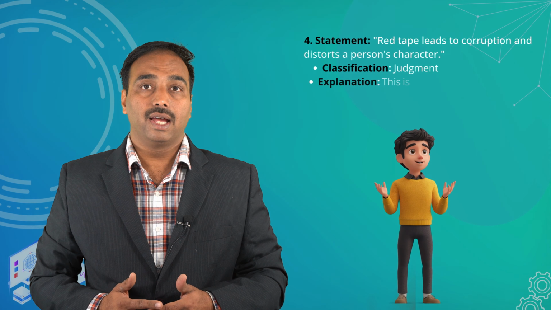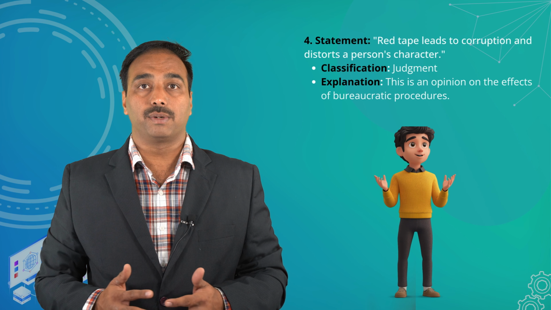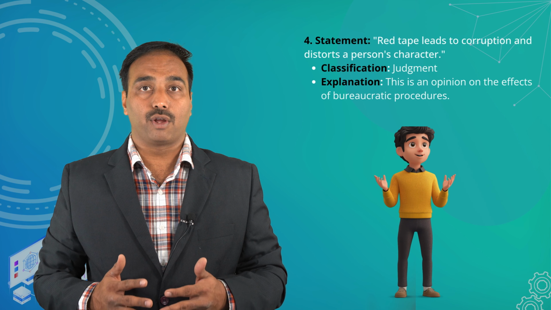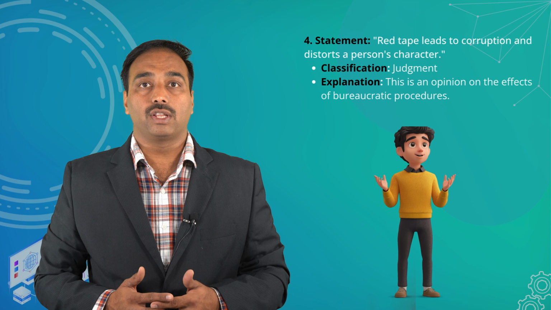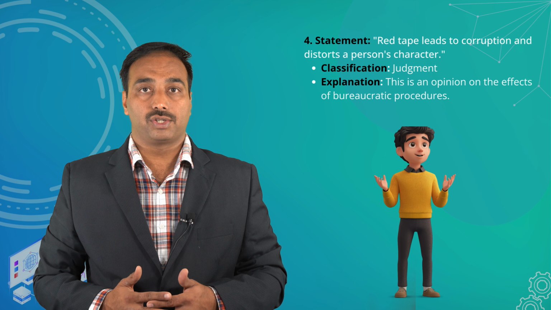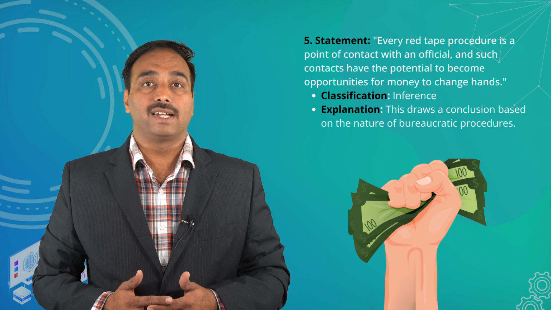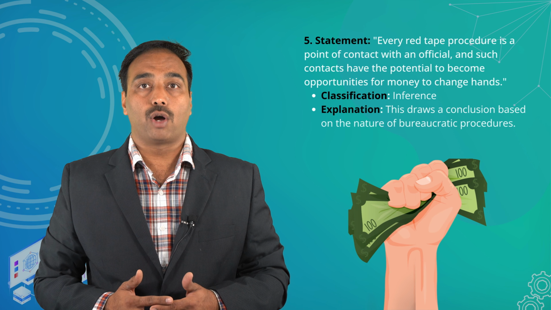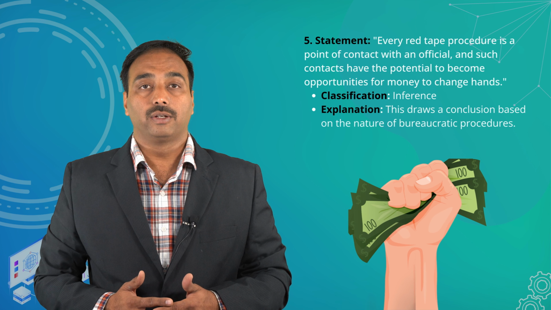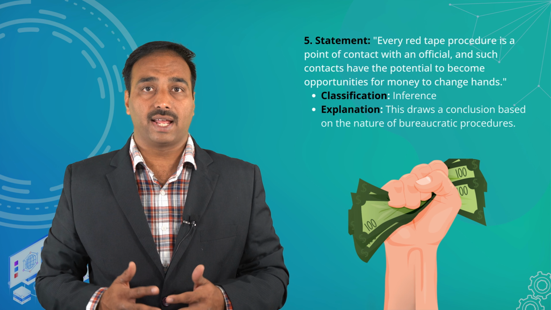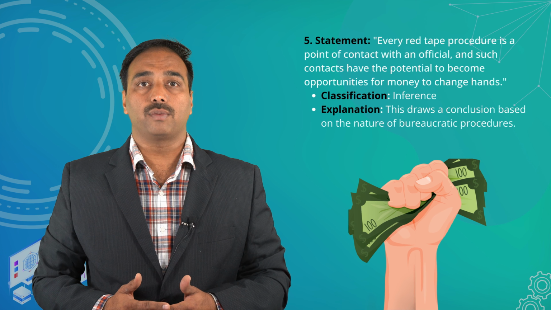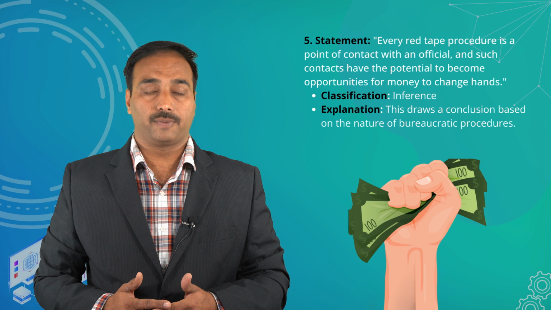Next example: red tape leads to corruption and distorts a person's character. This is an example of judgment. This is an opinion on the effects of bureaucratic procedures. Every red tape procedure is a point of contact with an official, and such contacts have the potential to become opportunities for money to change things. This can be classified as inference. This draws a conclusion based on the nature of bureaucratic procedures.